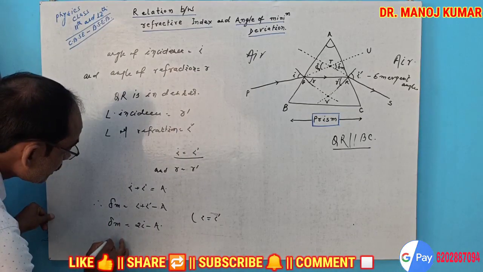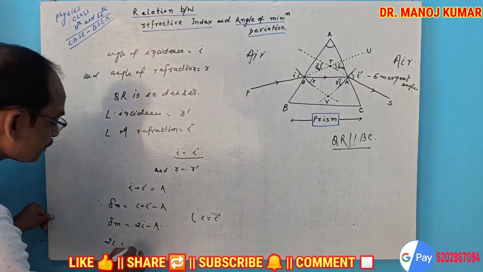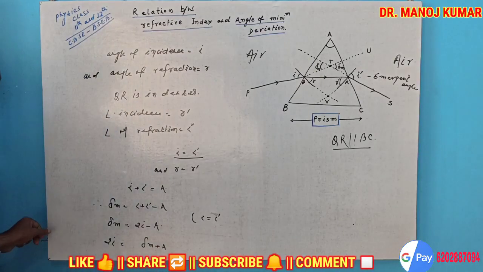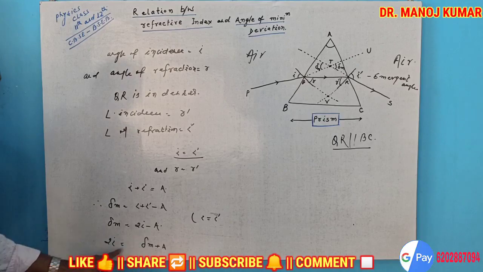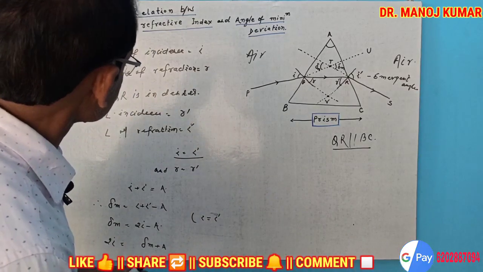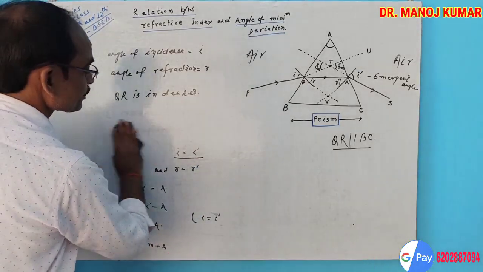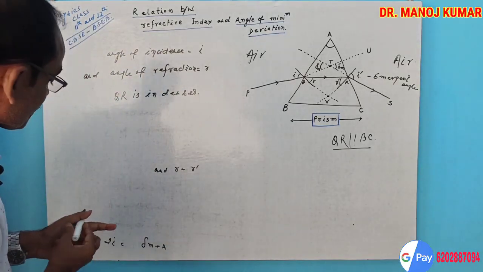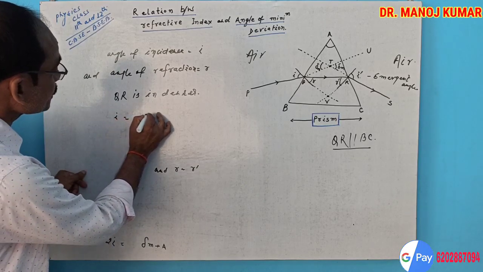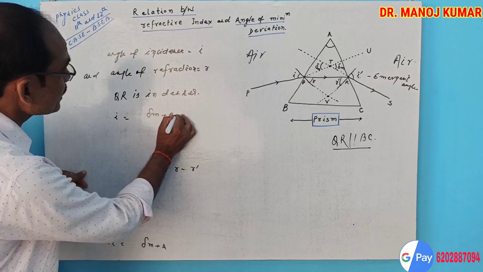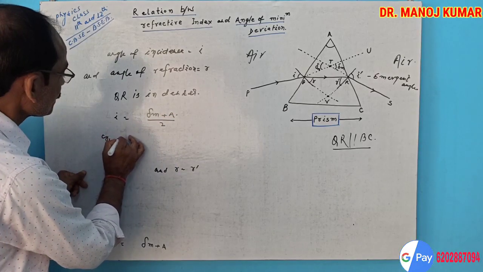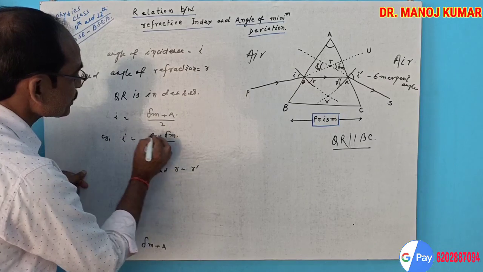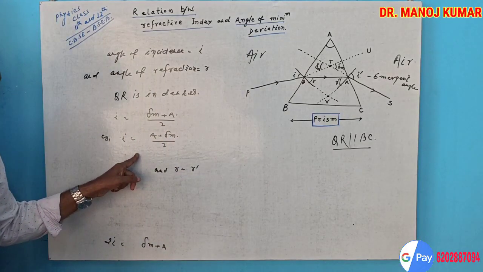और 2I equal to del m plus a. It can be written as here I equal to del m plus a upon 2, और I equal to a plus del m by 2. क्लियर?